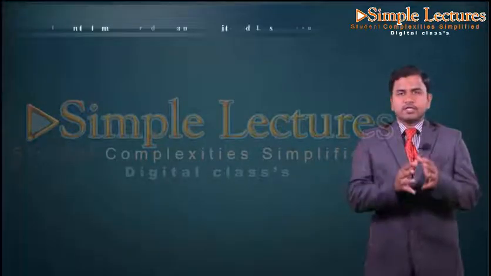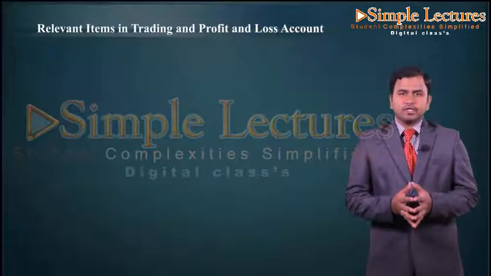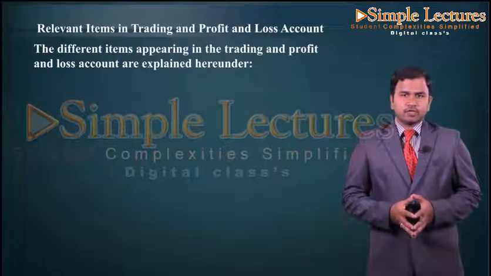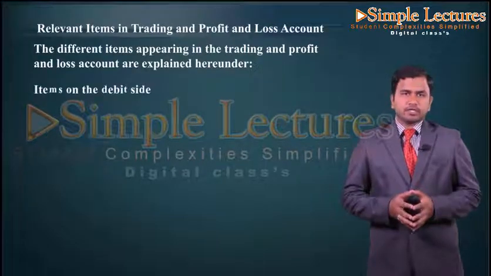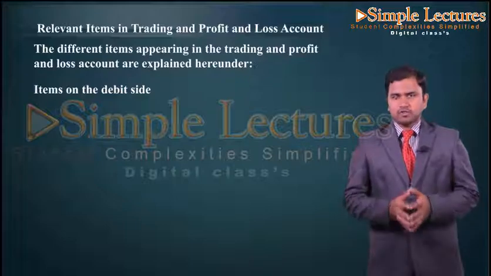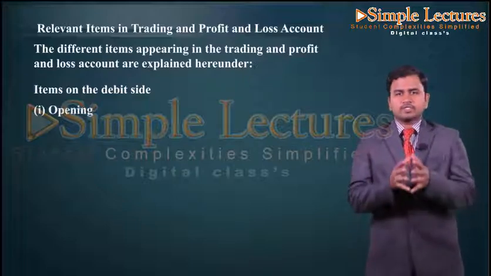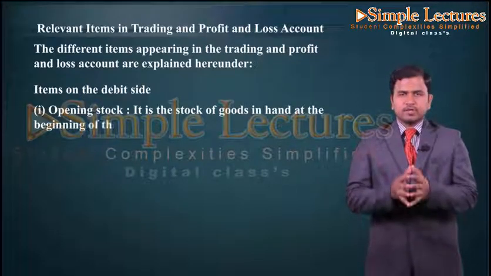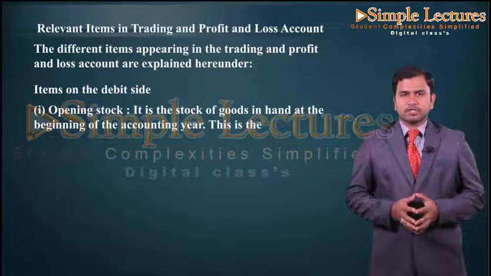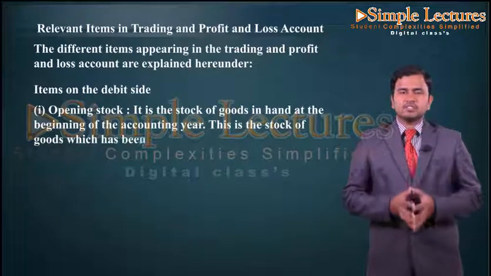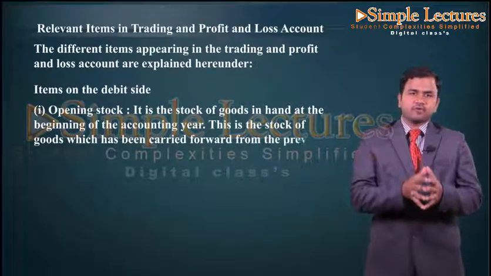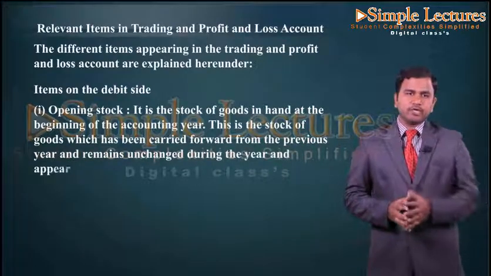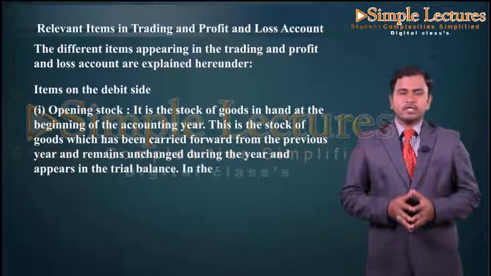Let us see the relevant items in the trading and profit and loss account. The different items appearing in the trading and profit and loss account are, first, items on the debit side. We have opening stock. Opening stock is the stock of goods in hand at the beginning of the accounting year. In the trading account, we first show the opening stock on the debit side. This is the stock of goods carried forward from the previous year, which remains unchanged during the year and appears in the trial balance.